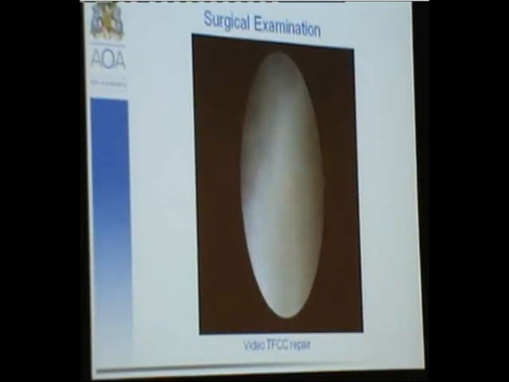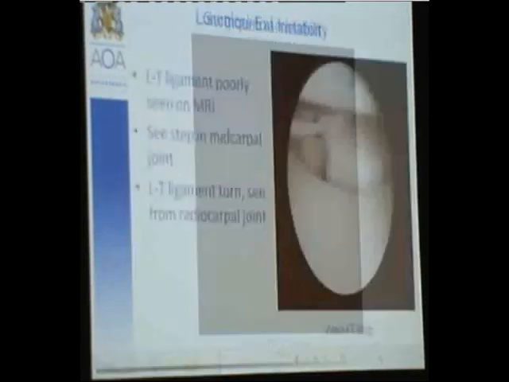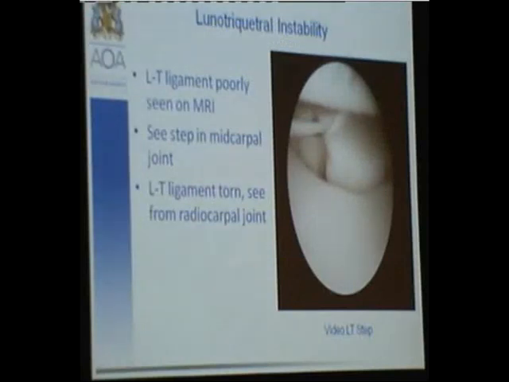So the other thing is the lunar-triquetral instability. It's pretty poorly seen on an MRI anyway. You see a step in the mid-carpal joint. There's a grading system for lunar-triquetral ligament tears, much the same as scapholunate ligament tears, which I won't go into. It's by Geissler. And effectively, what you're looking for is abnormal movement or abnormal gapping between the bones.